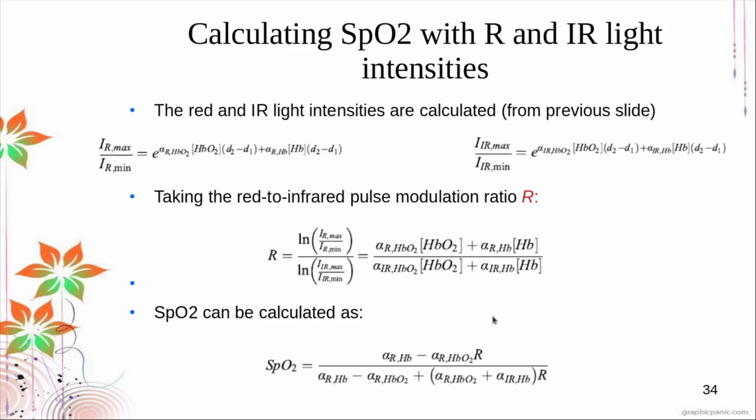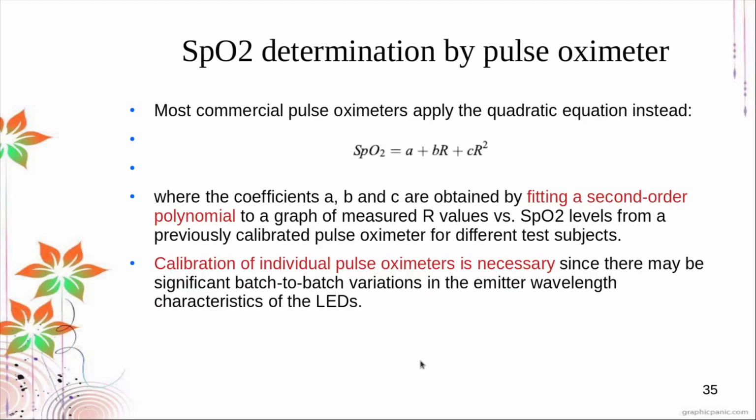So the red and IR light intensities are calculated using these values. This is for the red light and this is for the infrared light. And then getting the pulse modulation ratio, this is just the ratio of the ln of the red light to the IR. You can now apply it into this equation, which is actually quite complicated. What is usually done in actual practice?